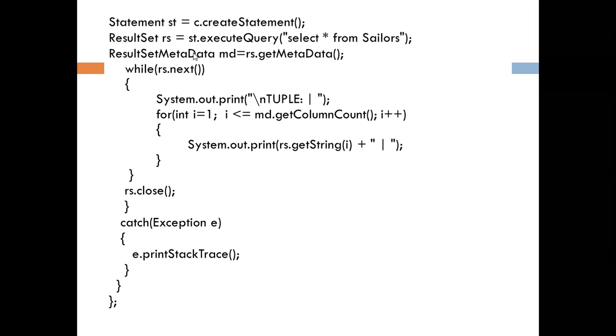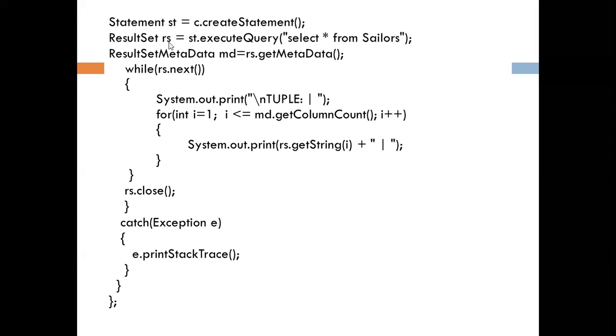In order to create a statement, this is a normal statement, not a prepared statement, unlike the one which we saw in our yesterday's class. So c.createStatement will return the statement object. On this statement object, we will call the executeQuery function. In executeQuery, we will pass the query string, that is select * from sailors, assuming that sailors is a table present in our database.